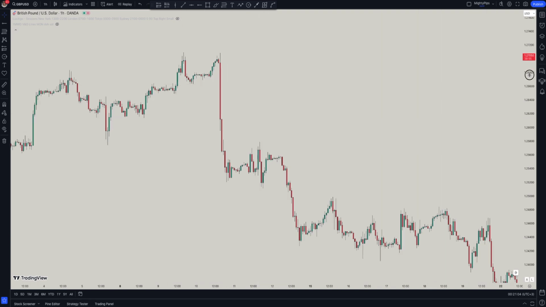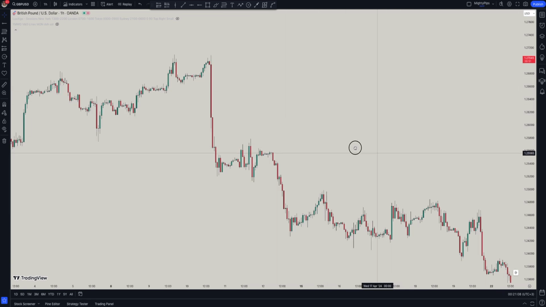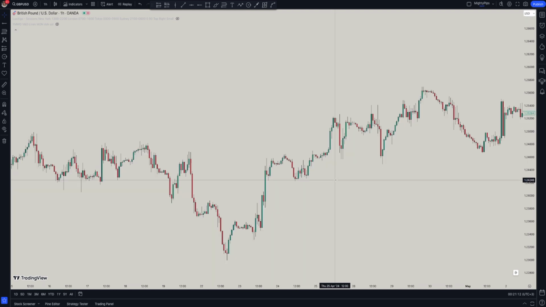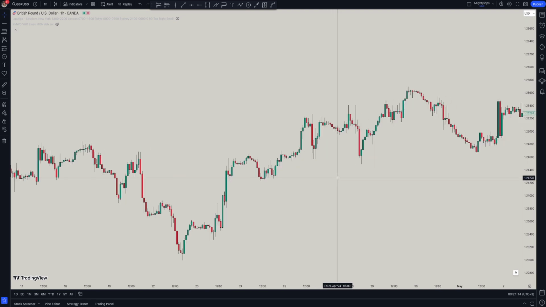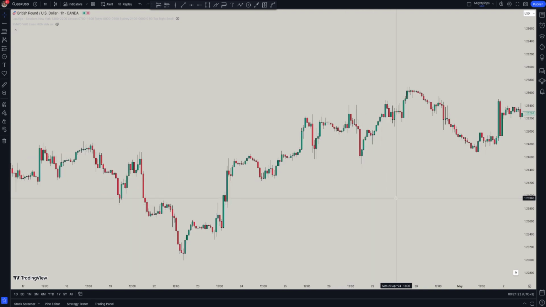So we are going to start with 3 white soldiers and 3 black crows. That is a candlestick formation, and it can also be a chart pattern. But before we go there, I would like to give you a definition of what 3 white soldiers are and also what 3 black crows are.